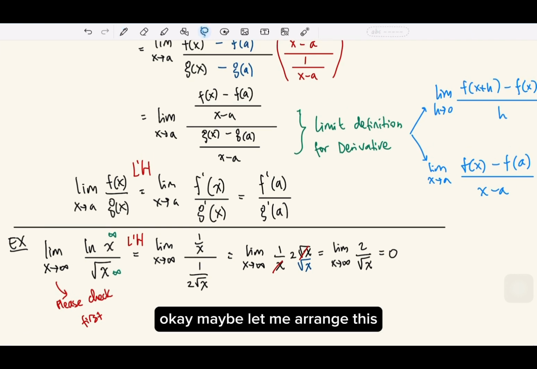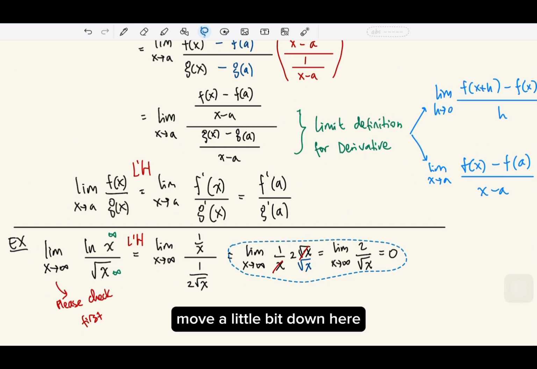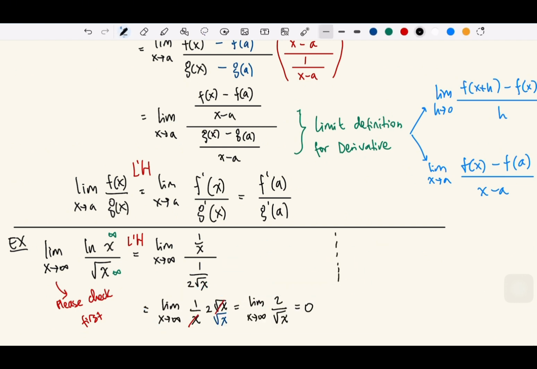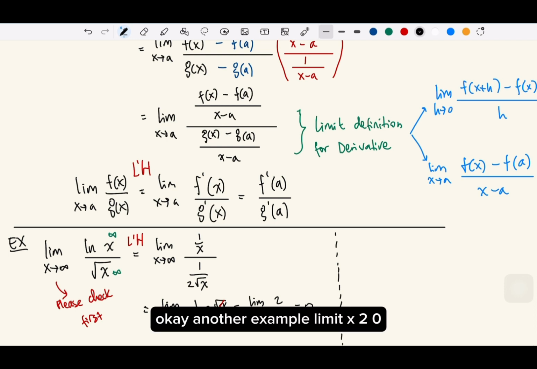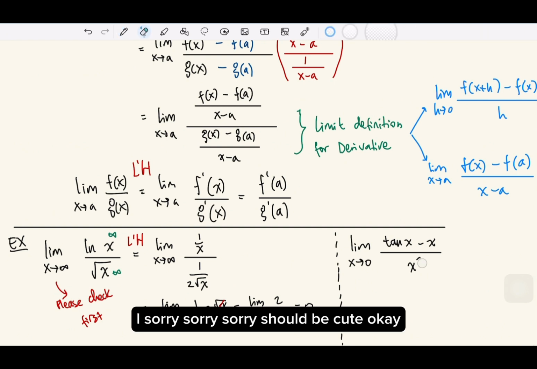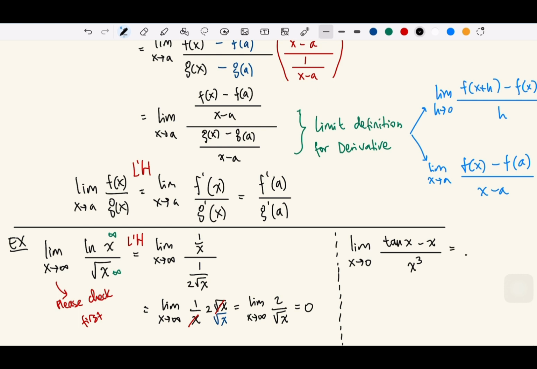Okay, maybe let me arrange this, move a little bit down here. I will need to write something. Okay, another example, limit x to 0, tangent x minus x. Oh, sorry. It should be cube.